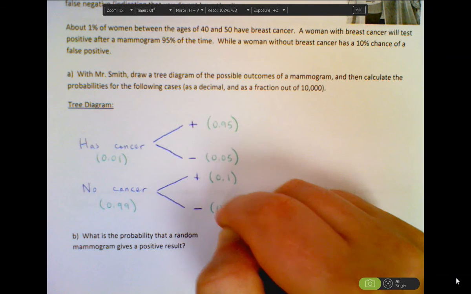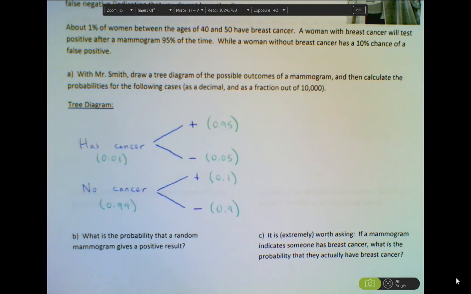That means they have a 90% chance that it'll come back negative.